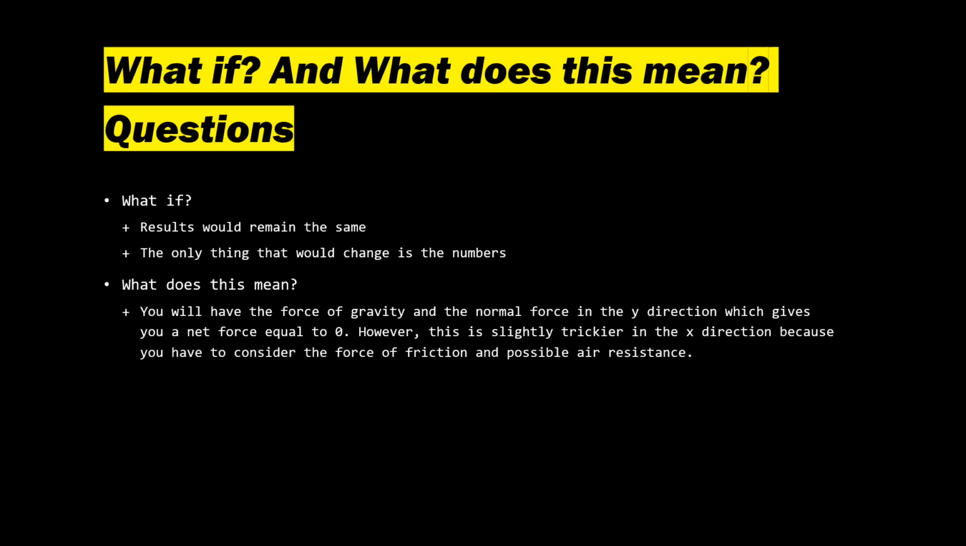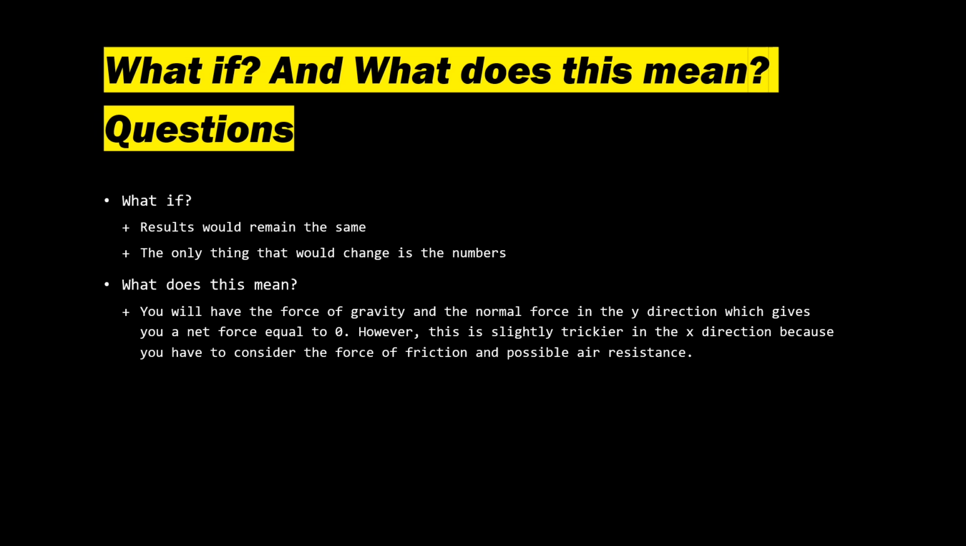So with our what if and what does this mean questions, the what if question: what if we change the axes or the origin in Tracker, and would anything change? No, the results would stay the same. You still get the same graph that we had in the slides that I showed you previously. The only thing that would change is the numbers that make up that graph.